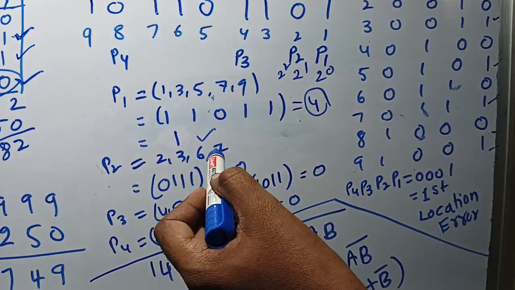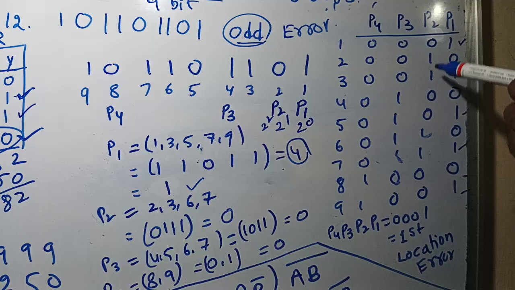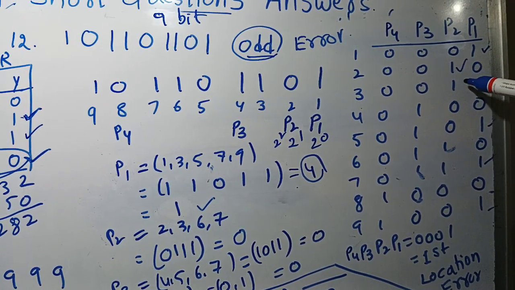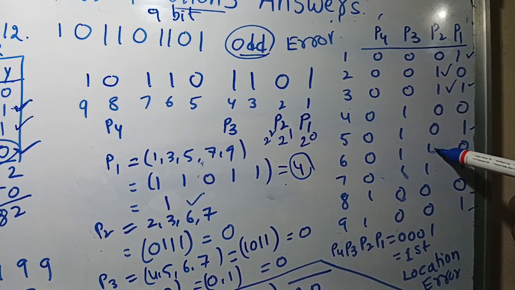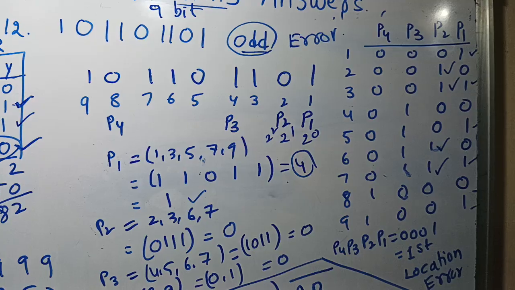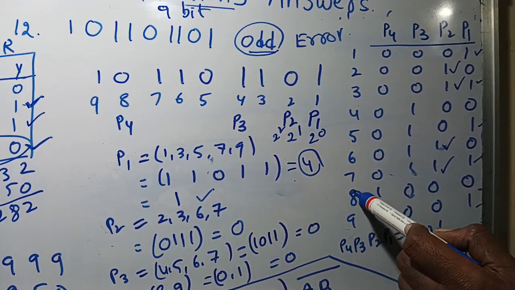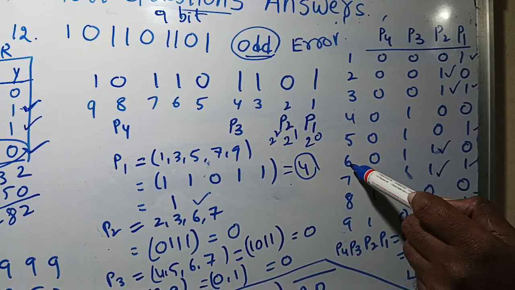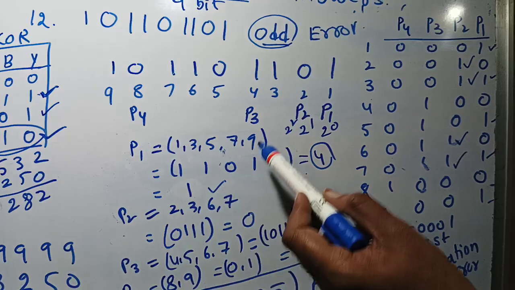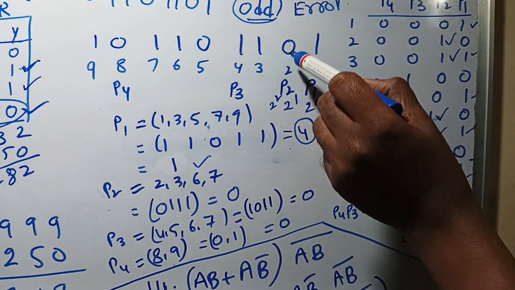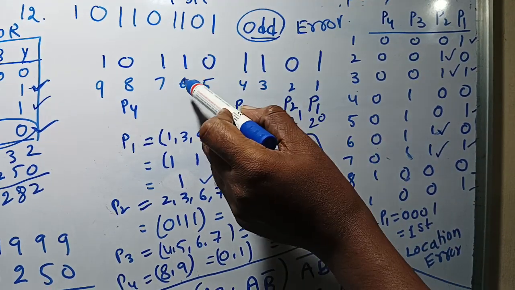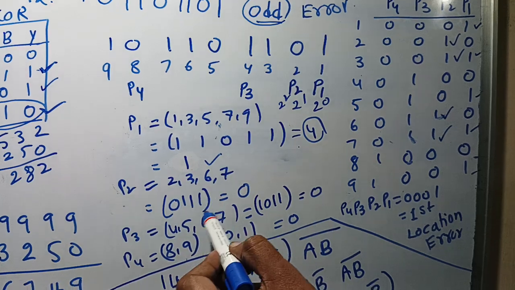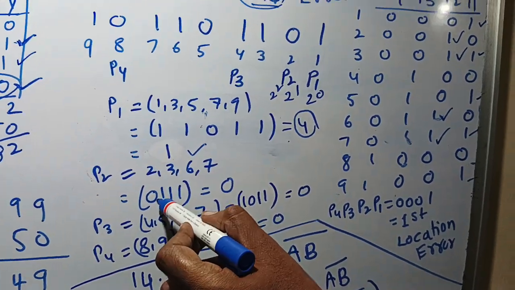Similarly, go to P2. P2 locations you can verify, where it is high: 2, 3, 6, 7. Write the bits: 2 is 0, 3 is 1, 6 is 1, 7 is 1. 0, 1, 1, 1. Here the number of ones is 3.